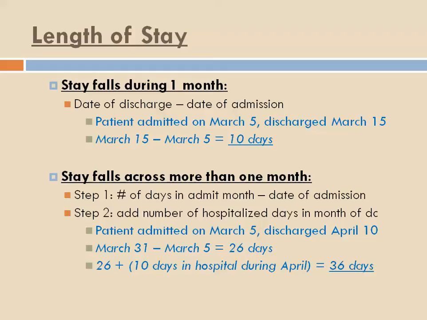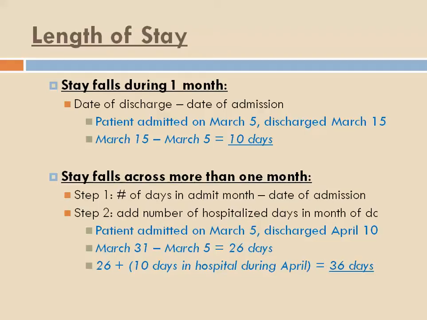Okay, when the stay crosses over more than 1 month, the first step is to take the number of days in the admission month and subtract out the date of admission. So again, another example, if we have a patient that was admitted on March the 5th, but this time wasn't discharged until April the 10th. So we need the number of days in the admission month. Well, there are 31 days in March, so we're going to say March 31st minus the date of admission, March 5th. That gives us 26 days.